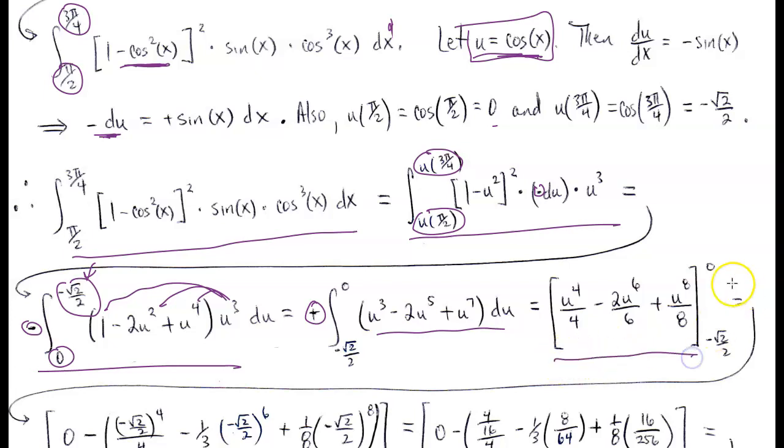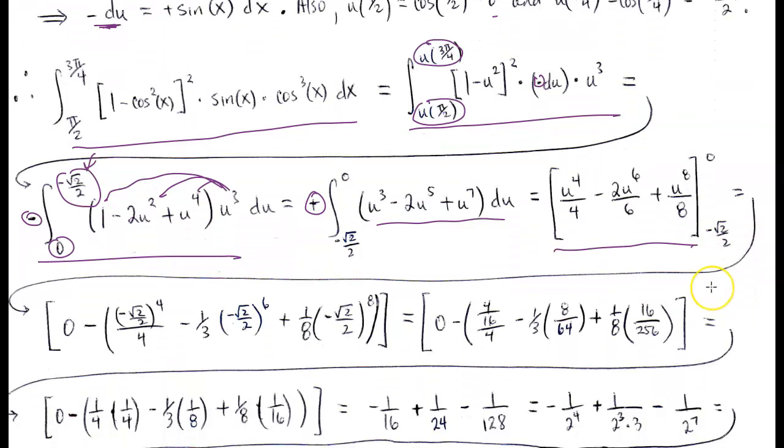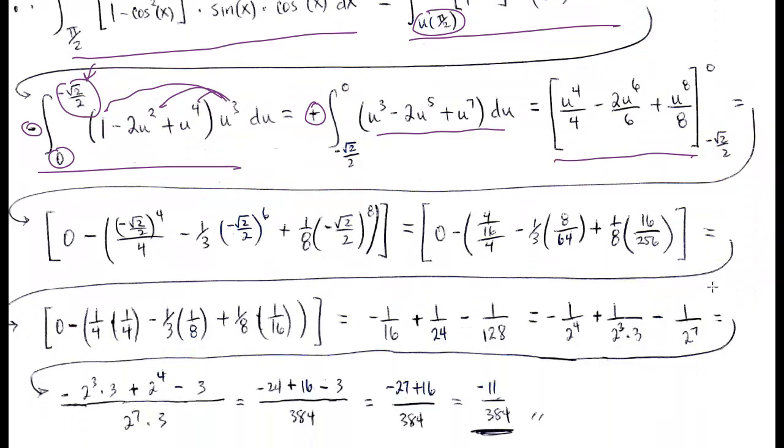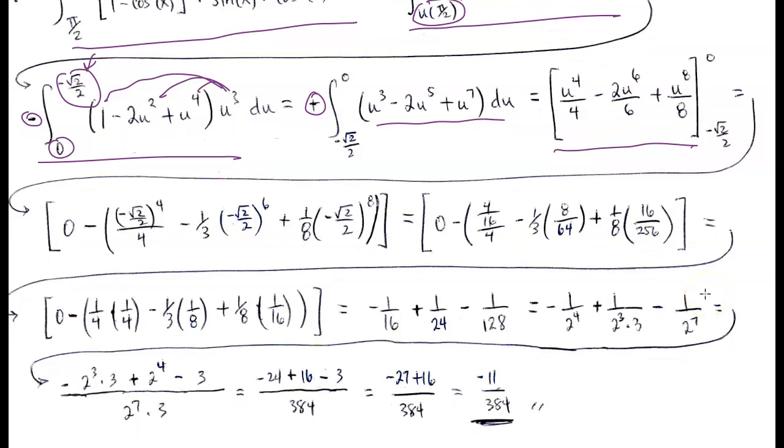So we do that and just evaluate it from negative square root of 2 over 2 to 0. And so the rest of this is just me doing all the work to finally get to that final answer. Okay. From that point, it's just a bunch of arithmetic. And we see that we get the answer of -11 over 384.